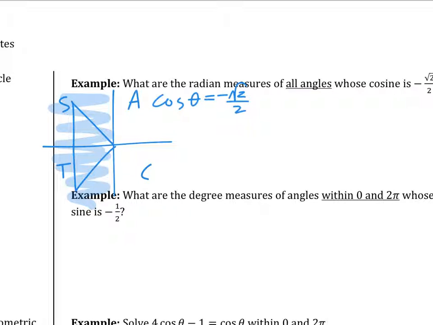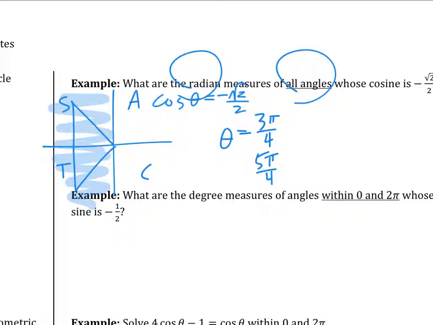Think about this. On your unit circle, have a mental picture of your unit circle. Which angles will give cosine a negative square root 2 over 2? So which angles give the x direction a negative square root 2 over 2? 135 and 225, correct. However, in radians, 3 pi over 4 and 5 pi over 4, correct.